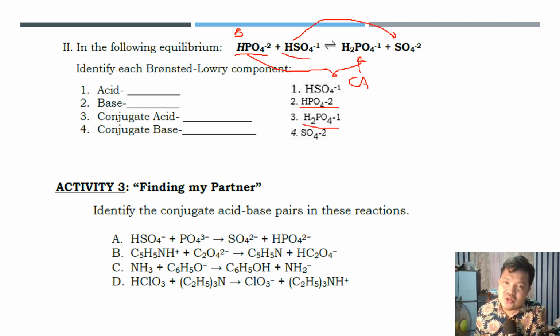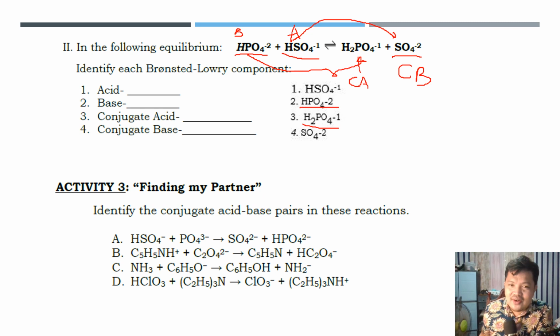Yung HSO4, isa lang yung hydrogen. Tapos, pagdating dito, wala nang hydrogen. Meaning to say, nag-donate sa HSO4. Kaya siya ngayon yung ating acid. At since siya naman yung nawalan, siya yung conjugate base. At tingnan nga natin kung tama. Our acid is HSO4, correct? And then the conjugate base is SO4 negative 2. Ang galing-galing natin. Okay, so let's have now activity number 3, finding my partner.